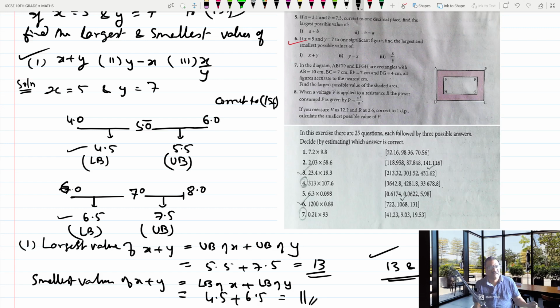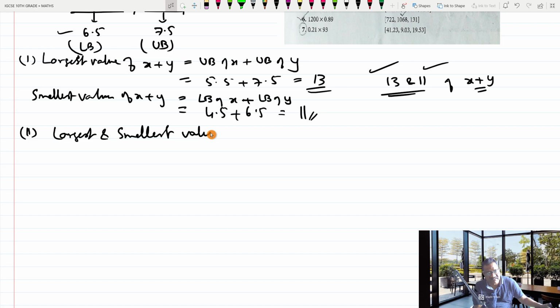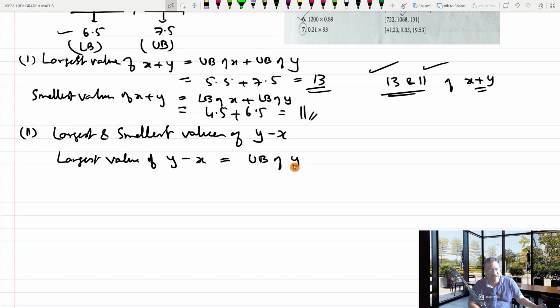Got it? Now coming to sub question 2. Again you have to find the largest and the smallest values of, this time, y minus x. It is a difference. So first, the largest value of y minus x, how will you get it? For the largest value of y minus x, you'll have to take the upper bound of y, and here you'll have to take the lower bound of x, isn't it? Then only the value of y minus x will be largest.